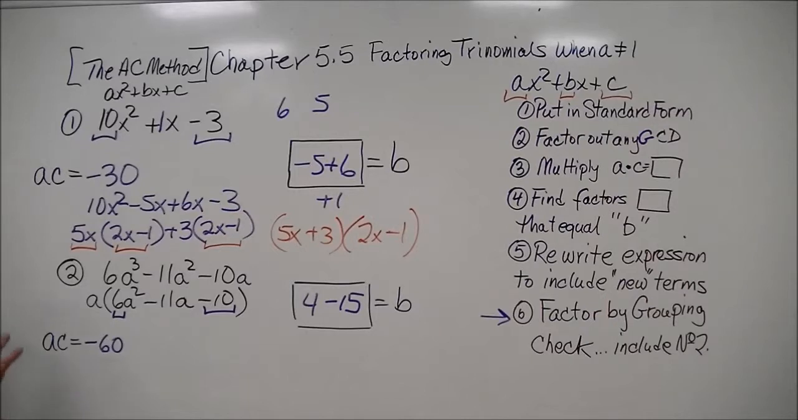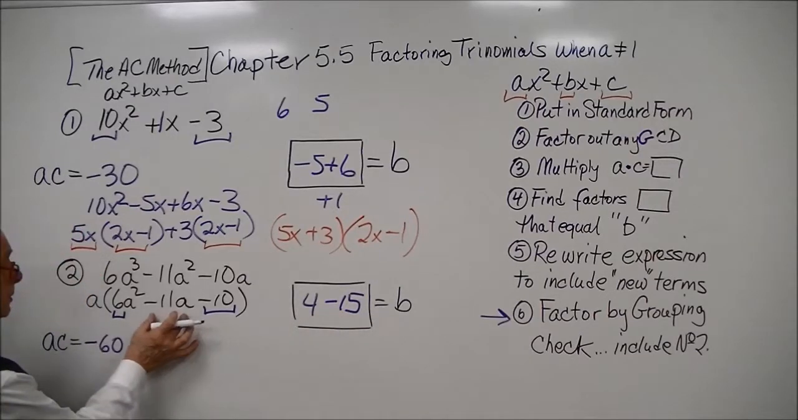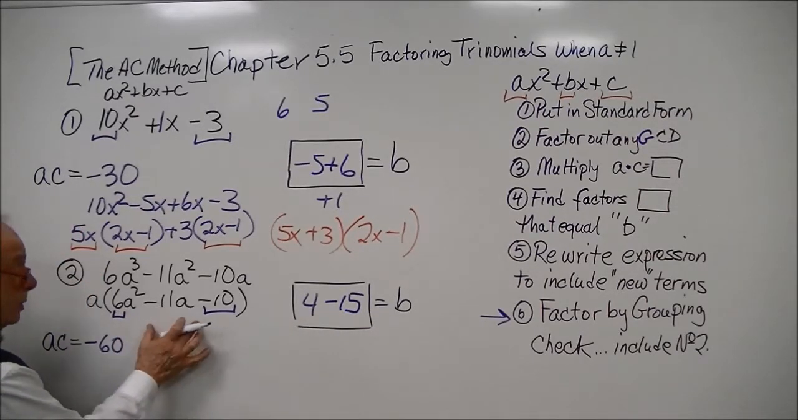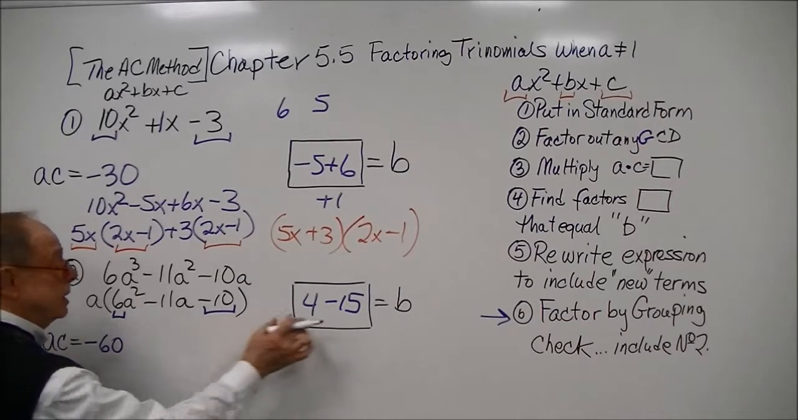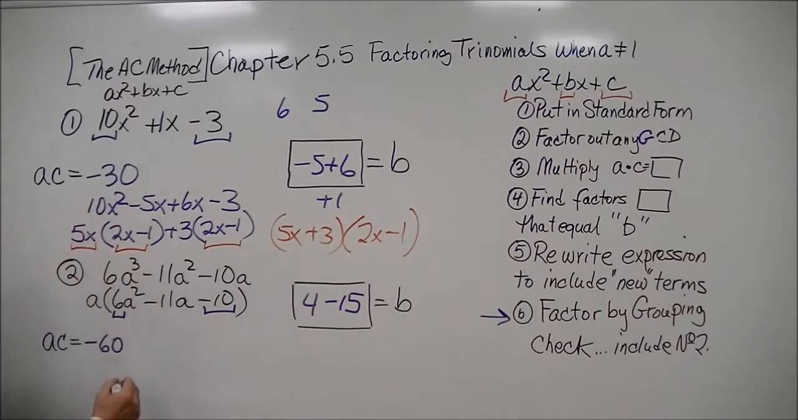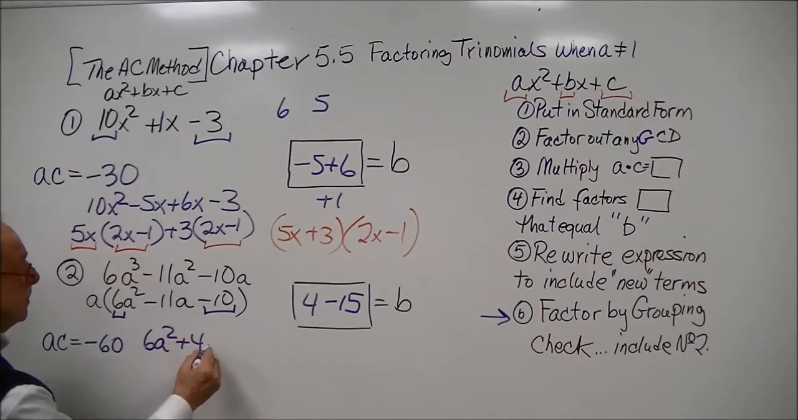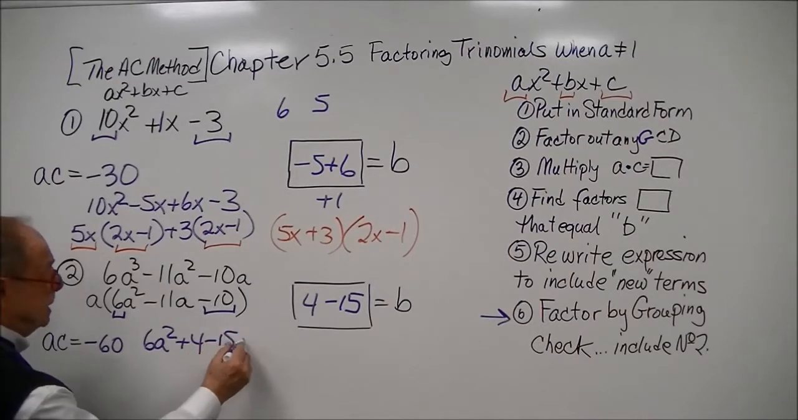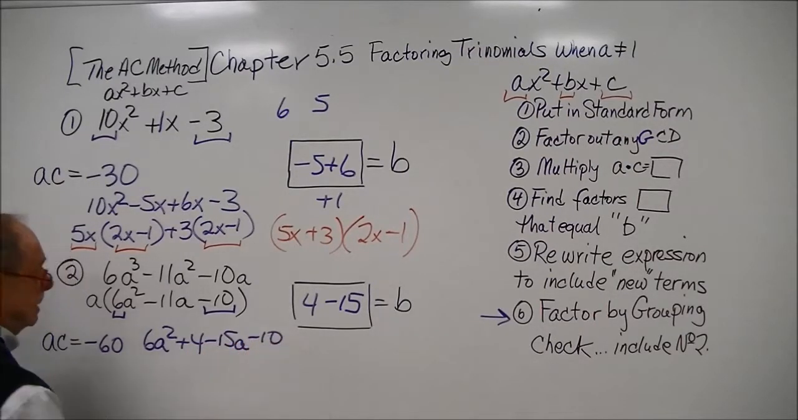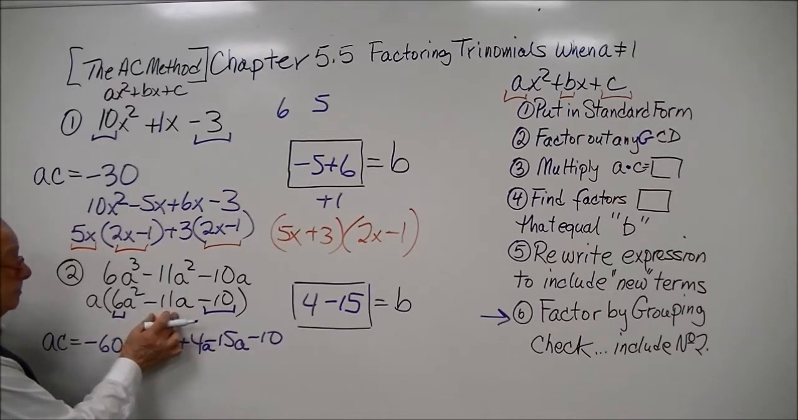Now what I have to do is rewrite this using these factors to replace my negative 11. That will give me 4 terms, because here's 2 terms, that will make this 4 terms that I can later factor by grouping. So let's rewrite it. 6a squared plus 4a minus 15a minus 10. And I need to put an a there. So plus 4 minus 15 gives me my negative 11.